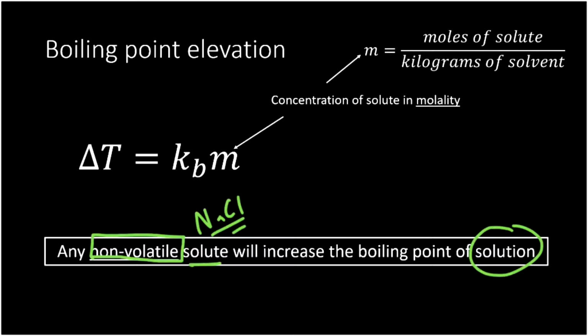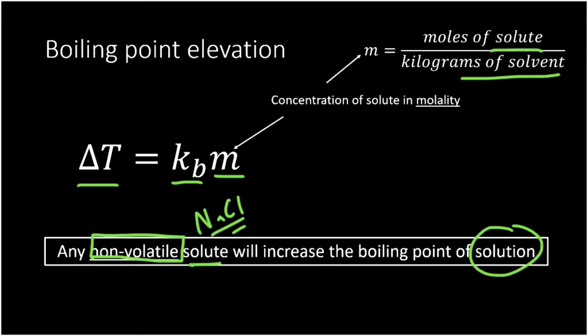The expression that we use to calculate the change in boiling point looks really similar to our expression for the change in freezing point. Change in temperature, that is the boiling point elevation, is equal to Kb times molality. Again, this concentration of molality is in terms of moles of solute over kilograms of solvent. Again, we're not going to actually calculate molality in this lesson, but we are going to take a close look at calculating boiling point elevation when given the molality.